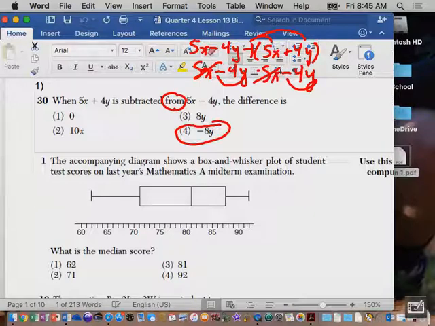Next up, the accompanying diagram shows a box and whisker plot of student test scores on last year's math A midterm exam. What's the median score? The median's right here, isn't it? Everybody, right? What's this one called? Minimum. This one? Quartile 1. First quartile. Median? Third quartile. The median is quartile 2. Quartile 3, and then maximum. So this looks to me like 81. 81 is the correct answer.